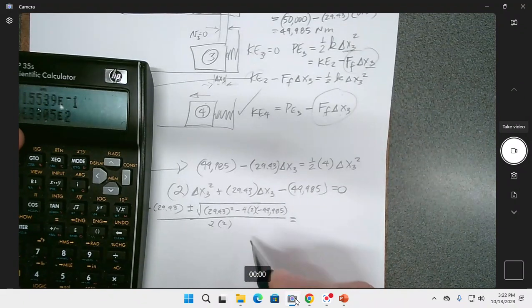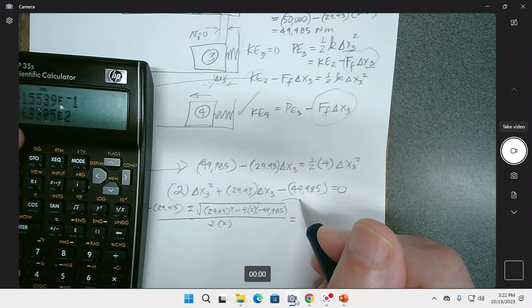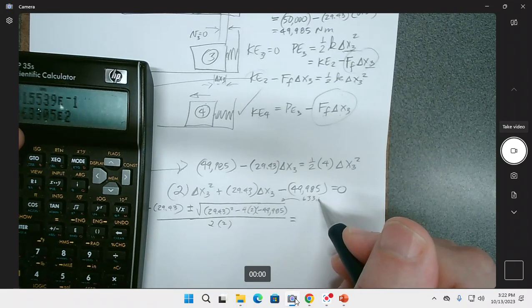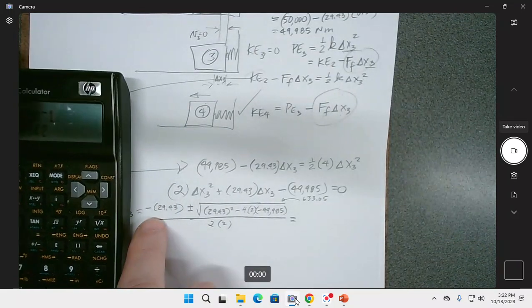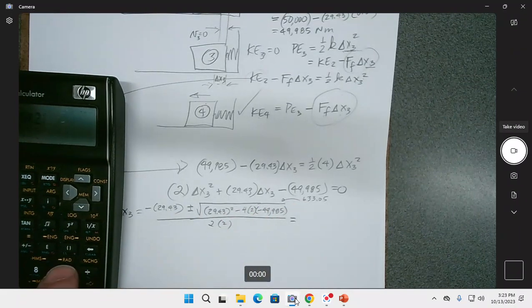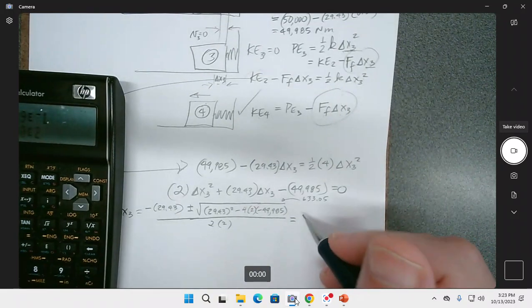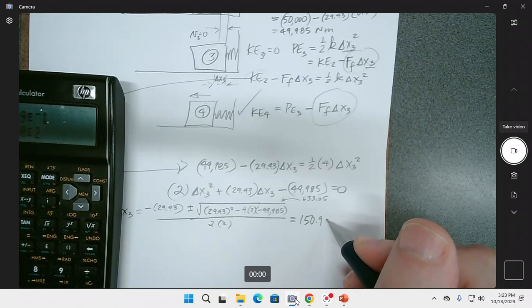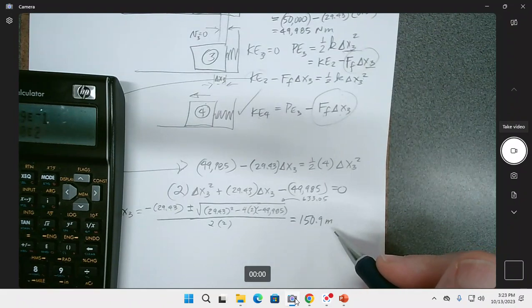Alright, so I like to write this number down, usually someplace. I don't always show it, but 633.05. And so we don't want to go minus and minus because that doesn't make any sense. So we'll go plus, and we're going to subtract out the 29.43, boom, and divide it by 4. So this is a ridiculous value of about 150.9 meters. That's just because I picked a really, really stupid spring constant.